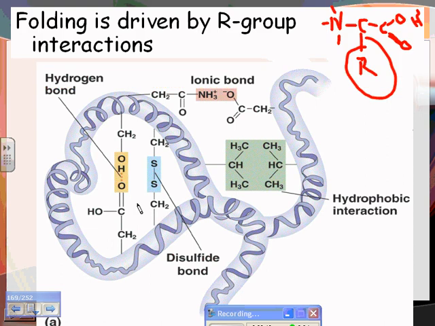So here's an R group, and it's attracted to this other R group, and here's another one, sulfur to sulfur. And here's another one that's actually, these are pretty far apart on the chain, but once they fold over, this amino acid is very close to this one. So here's the R group that's attracted to the other R group.